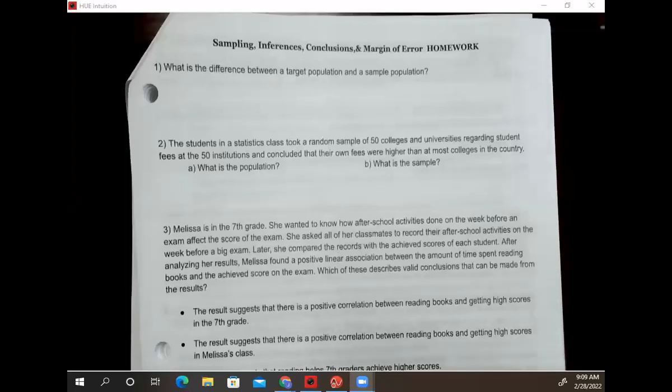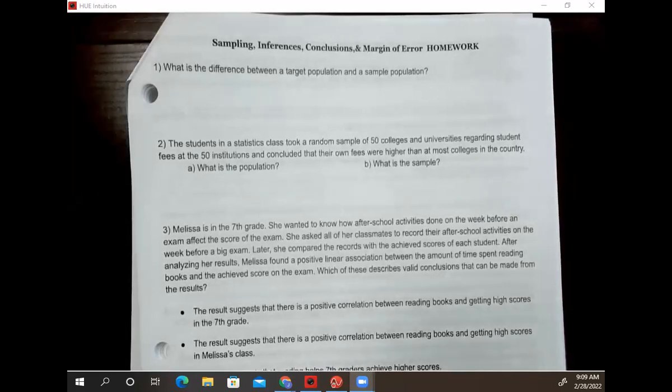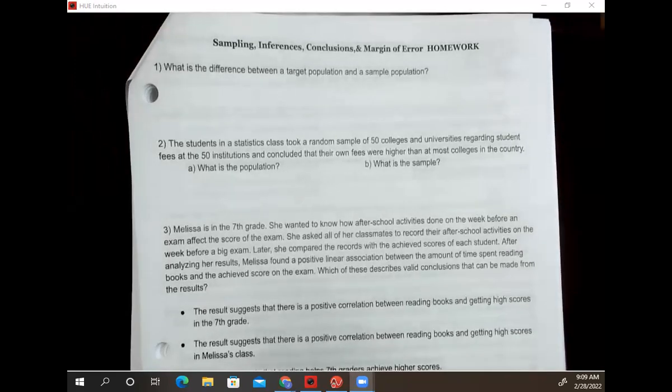Okay, so we are going to start on page 9 today, and I'm going to go over some practice problems that match up with the stuff we talked about last time in class. So we had started our sampling, inferences, and conclusion notes. We didn't get all the way through them.